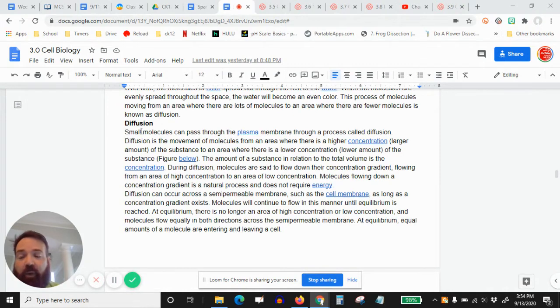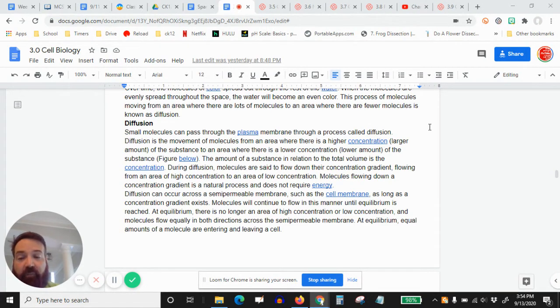Small molecules can pass through the plasma membrane through a process called diffusion. Diffusion is the movement of molecules from an area where there's a higher concentration, a larger amount, of the substance to an area where there is a lower concentration, or a lower amount, of the substance. The amount of a substance in relation to the total volume is the concentration.